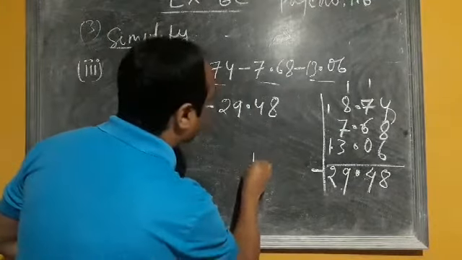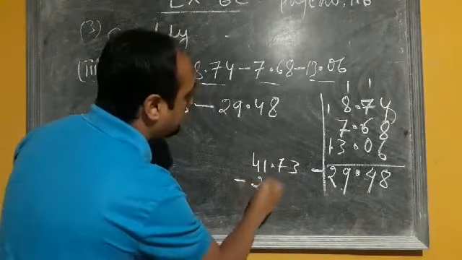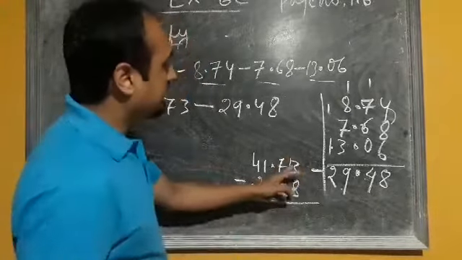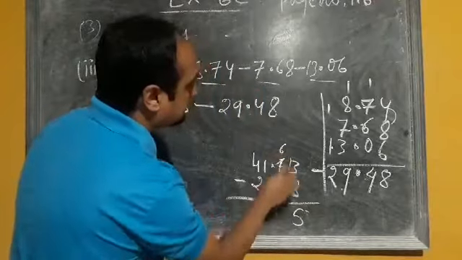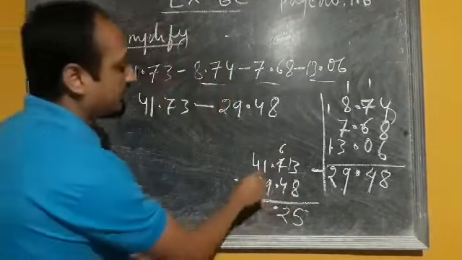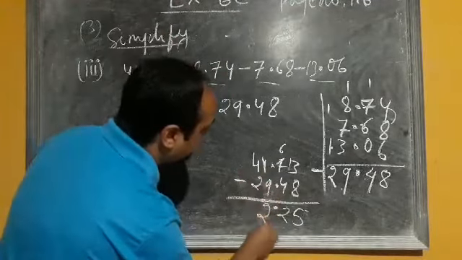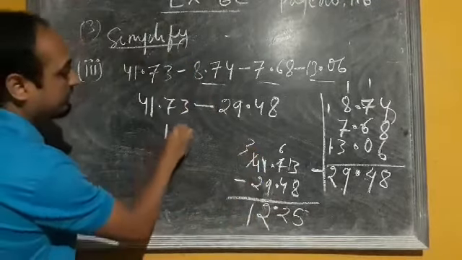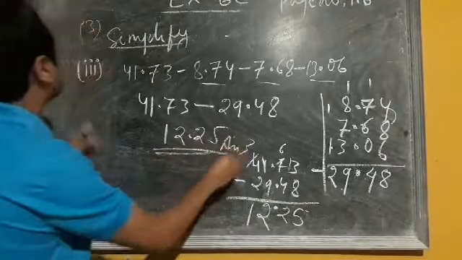Now again we can subtract this. Here on the right side we can do 41.73 minus 29.48. So 13 minus 8, 5. This one is 6, 6 minus 4, 2. Point. Here 1 minus 9, it will not go, we have to borrow 1. So 11, 11 minus 9, 2. Now this one is 3. 3 minus 2, 1. So here we'll get 12.25. So this is the answer for question number 3.